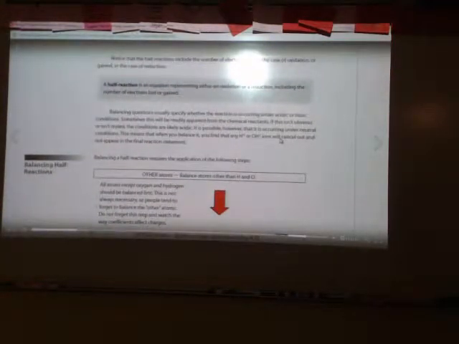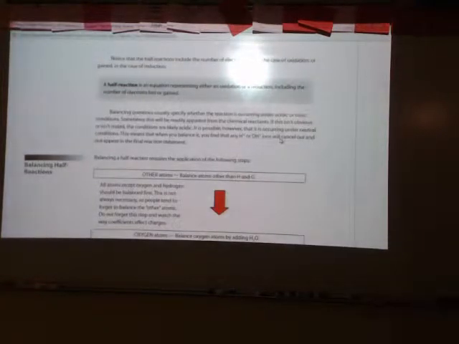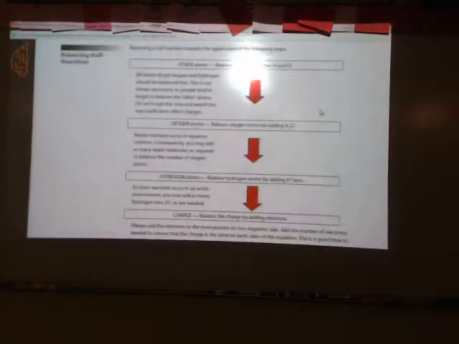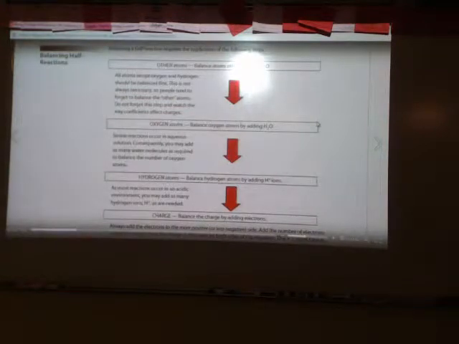Let's take a look at the next page. Half reactions are going to include the number of electrons that are lost or gained. And we usually specify whether the reaction is taking place in acidic or basic solution. Most of the time it will be acidic. When it is not, they will tell you, because we do two different things if it's acidic versus basic, and I'll go over that in a second. We're going to take a look at the instructions here on balancing half reactions. They are outlined very well for you.